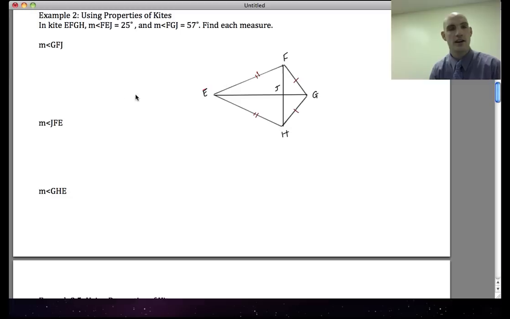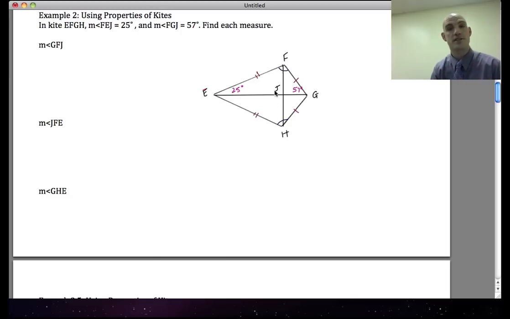The first one that we're going to find is the measure of angle GFJ. In this kite EFGH here, we have that the measure of angle FEJ is 25 degrees, and the measure of FGJ is 57 degrees. Okay, so here's what we know so far. If we have a kite, we can go ahead and mark these angles congruent. So I know that this angle here is congruent to this angle here. So GFE is congruent to GHE.